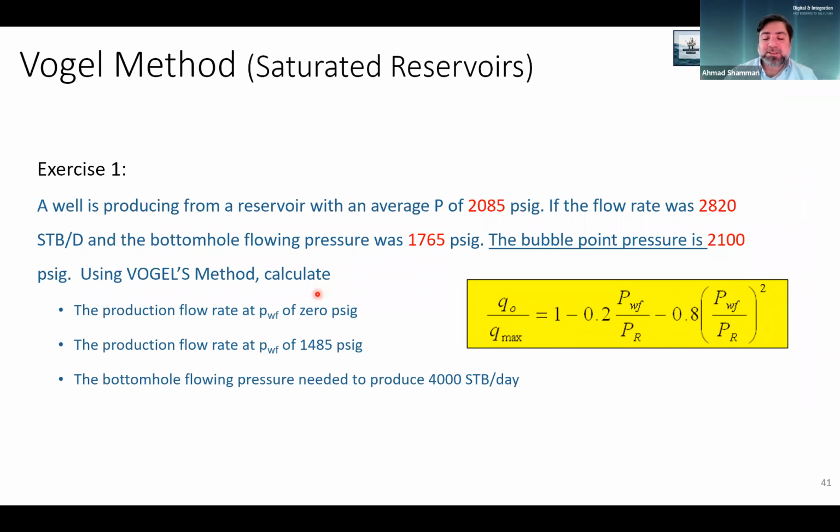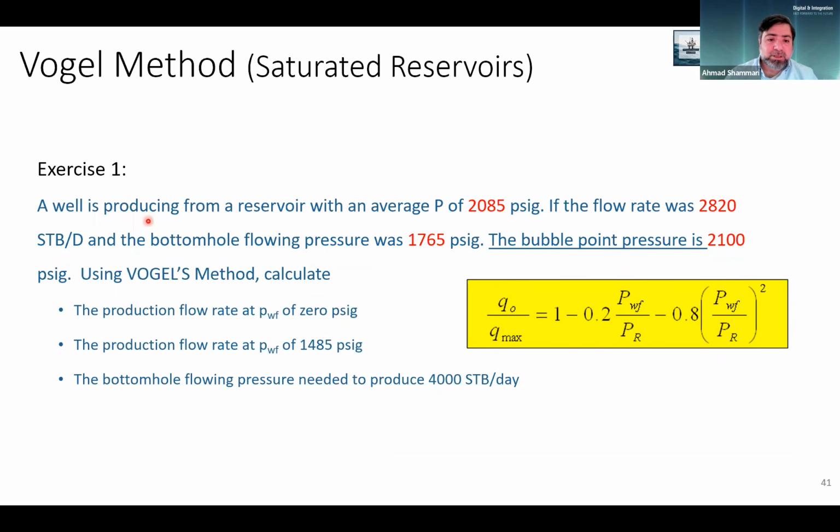So this is our first exercise. And again, as I said in the beginning, watch out. This will come into the quiz. I'm showing you a question that will come in the quiz, so you better just learn it. We're going to use the Vogel method to calculate certain values.